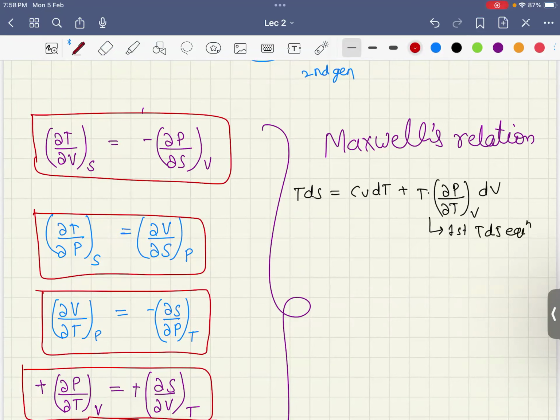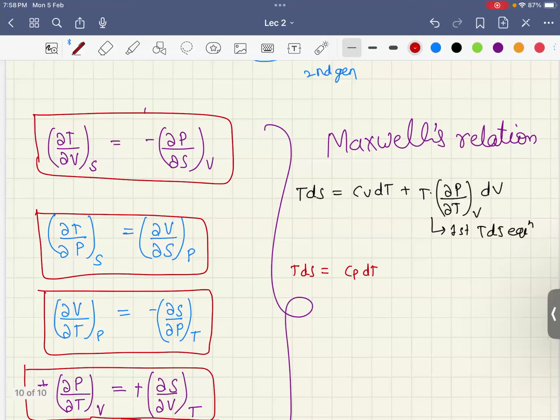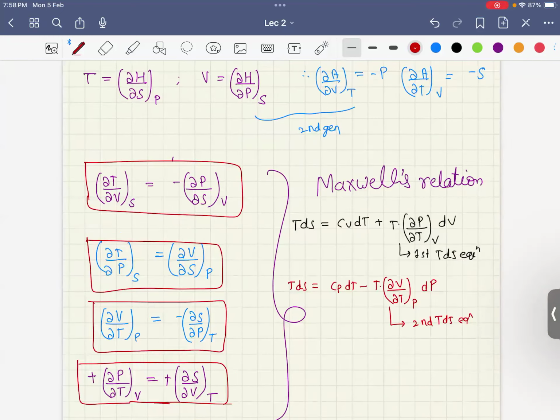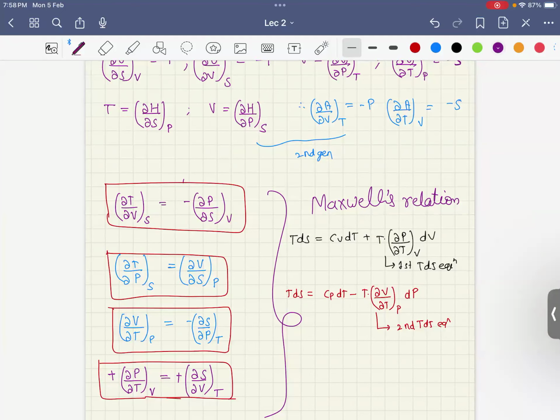What is the second TdS equation? The second TdS equation is TdS equals CpdT minus T into (∂V/∂T) at constant P, dP. This is the second TdS equation. So this is like a formula book. Now what we initially wanted is Cp minus Cv.